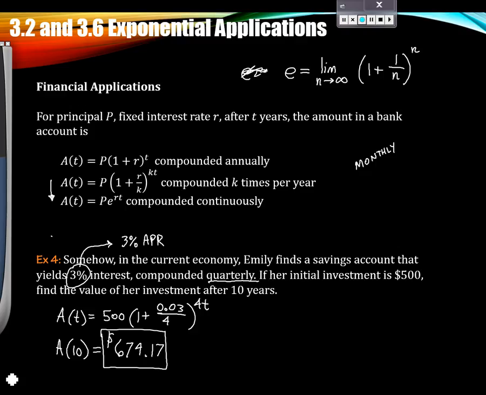And by the way, you can find a value for e on your calculator by actually typing in parentheses 1 plus 1 over a million, to the million power. And you'll get approximately e on your calculator. That's what this says.